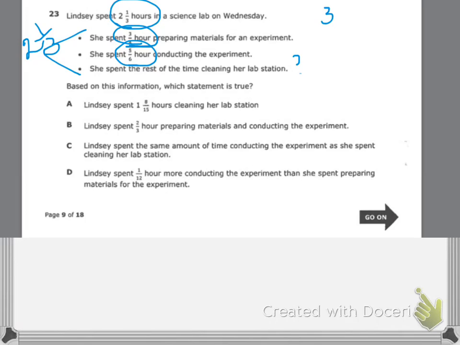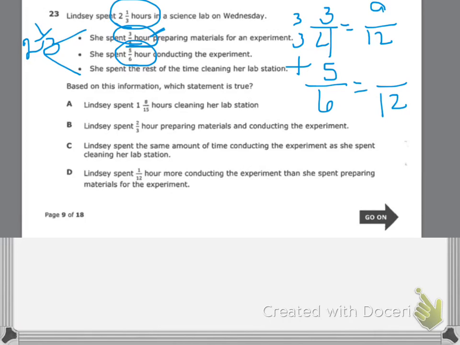We know that 3/4, which I got from right here, plus 5/6. Let's find out what that equals. Got to have a common denominator. I'm going to multiply this by 3/3 and get 9. I'm going to multiply this by 2/2 and get 10. 9 plus 10 equals 19/12. So I know these two events took over an hour, 19/12.